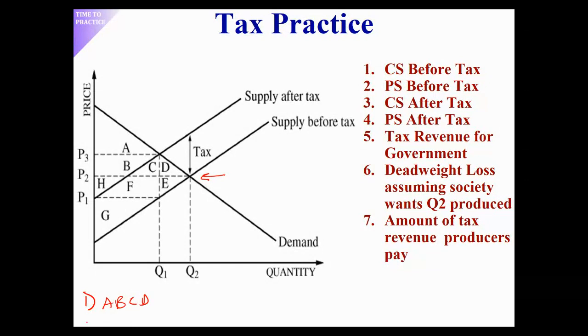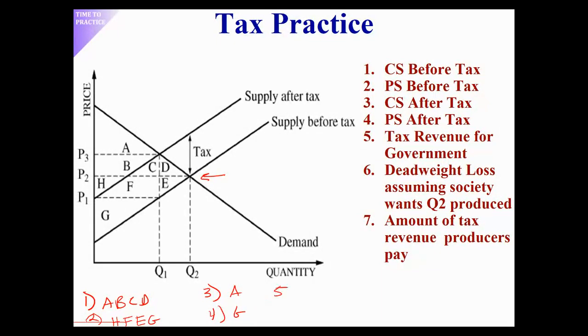For number two, it says the producer surplus before taxes would be, what would that be? H, F, E, and G. Number three says consumer surplus after taxes. That would just be A. Number four says producer surplus after taxes. That would just be G.